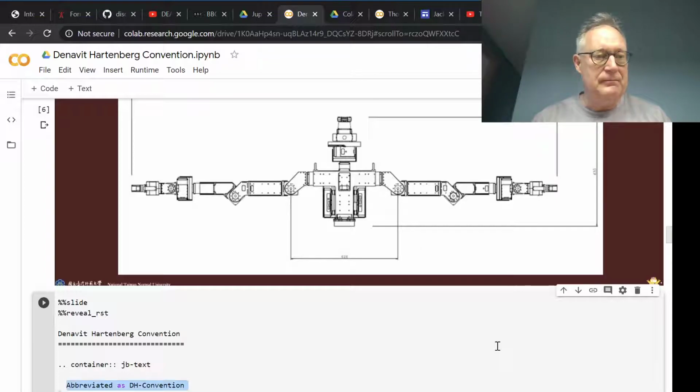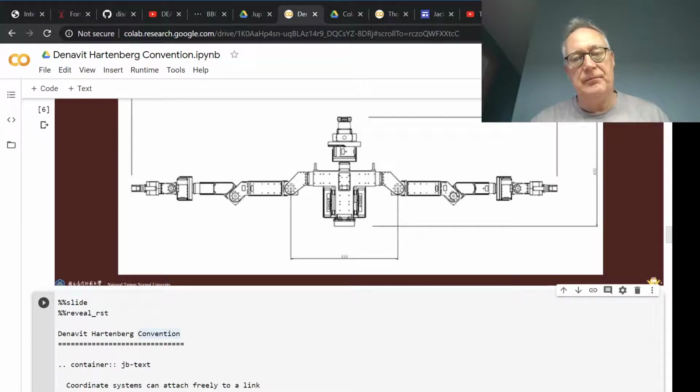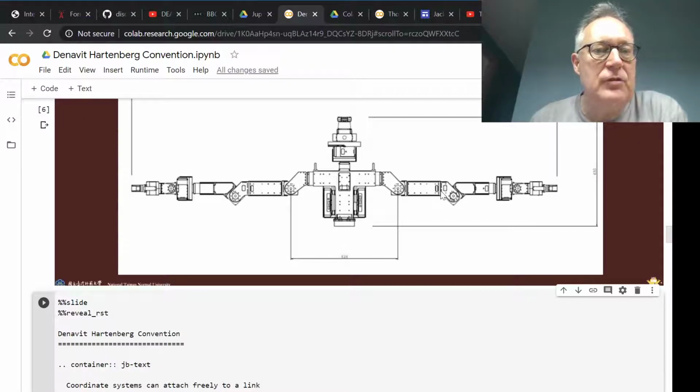The Denavit-Hartenberg convention makes our life easier by constraining us. So it leads to a simplified setup. And in the DH convention, one way of thinking about it is that our transformation matrix is a 4x4 matrix, right?